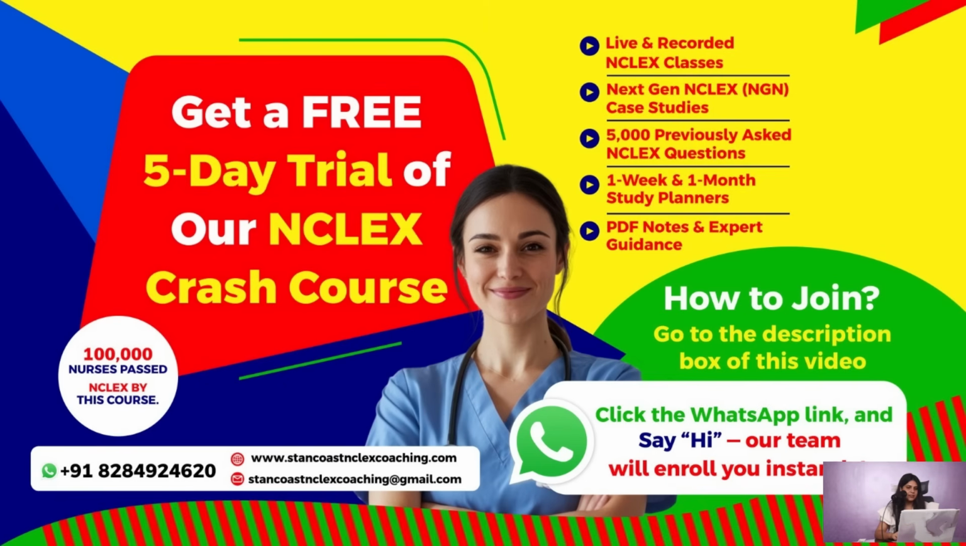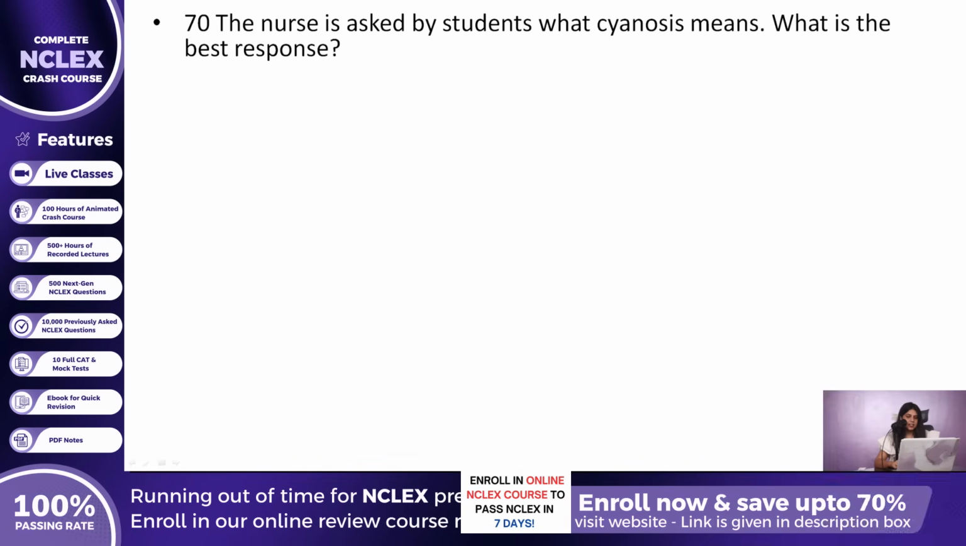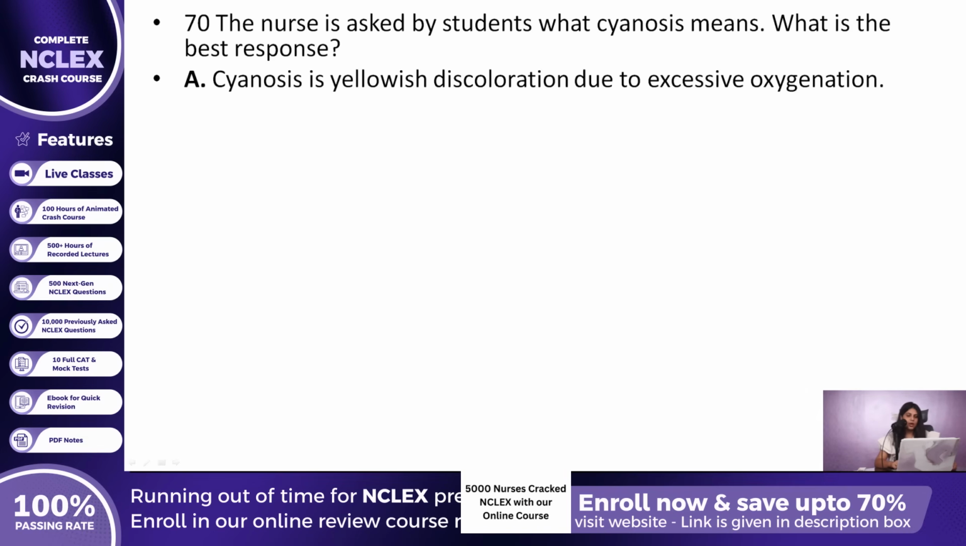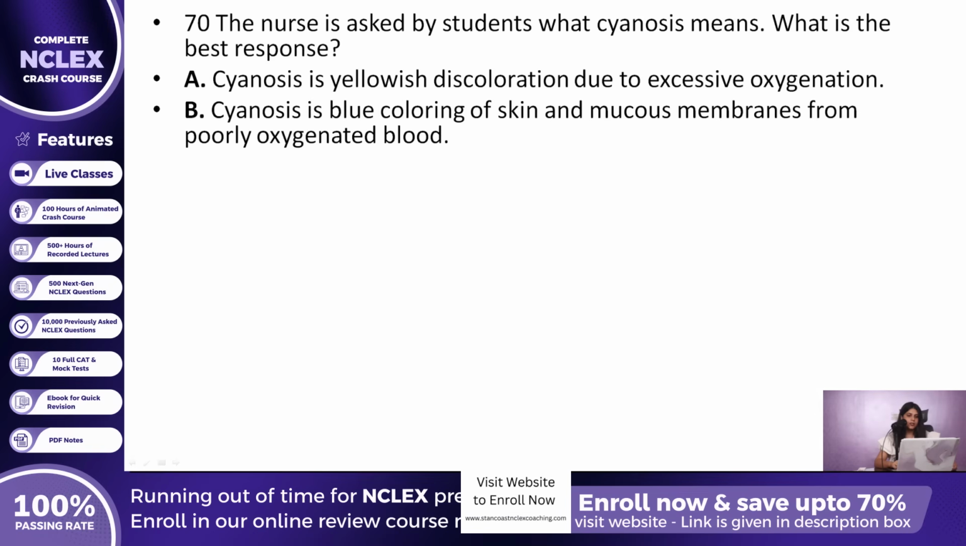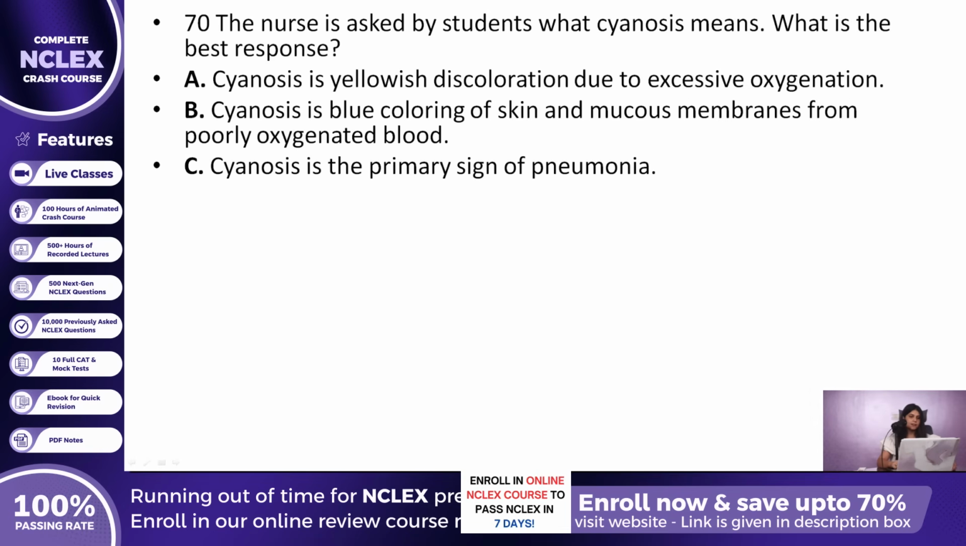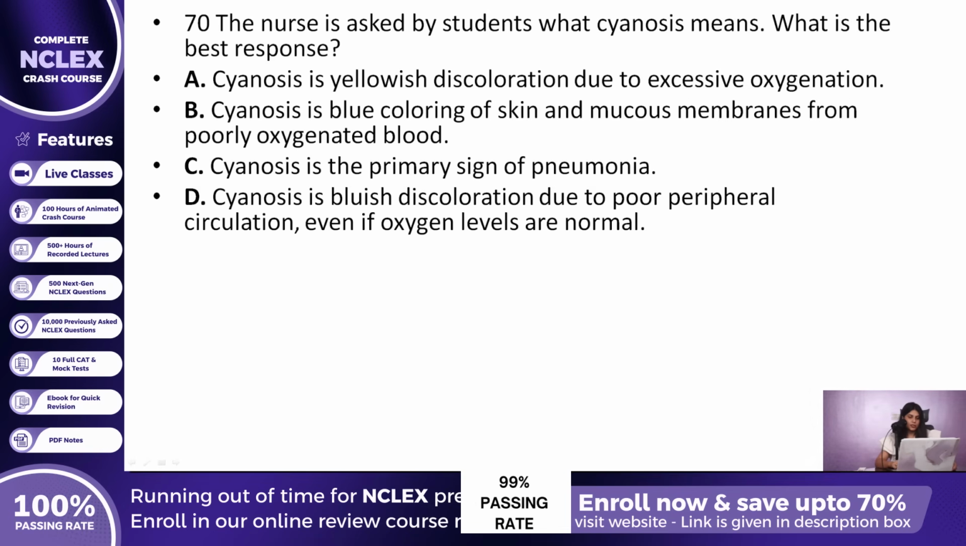Let's break down next question 70. When asked to define cyanosis, the nurse must give an accurate clinical explanation. The options are A. Yellowish discoloration due to excessive oxygenation. B. Blue coloring of skin and mucous membranes from poorly oxygenated blood. C. Cyanosis is the primary sign of pneumonia. And D. Bluish discoloration due to poor peripheral circulation, even if oxygen levels are normal.